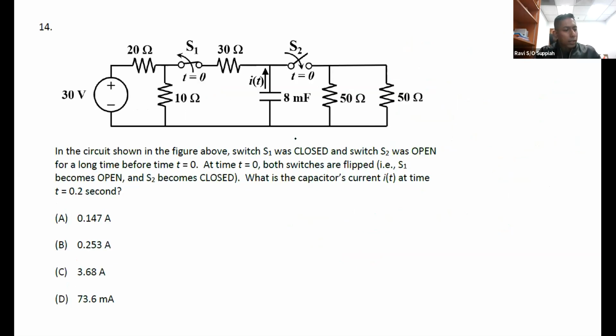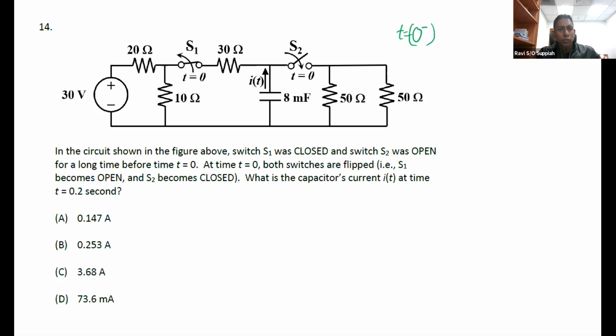Okay, so let me go on to the last question here. So in this last question, let's look at this. Switch 1 is closed and switch 2 was open for a long time. All right, so let's look at what is going to happen. At time t equals 0 minus, that means it's just before you do anything to the switches.